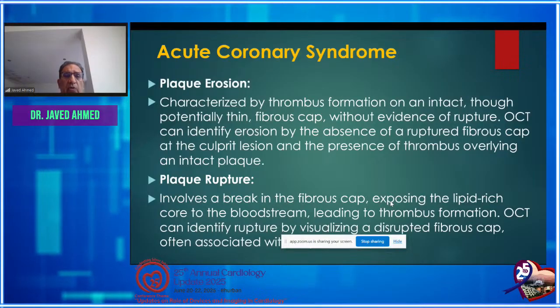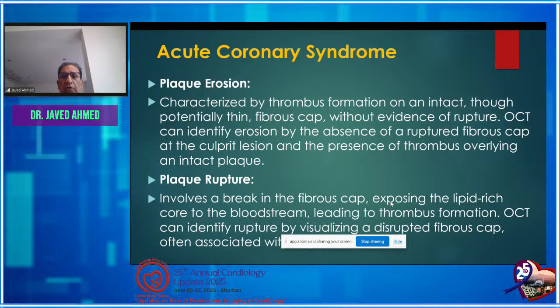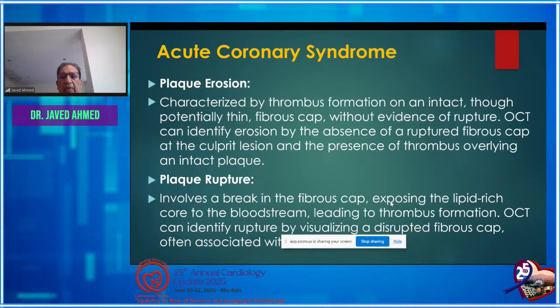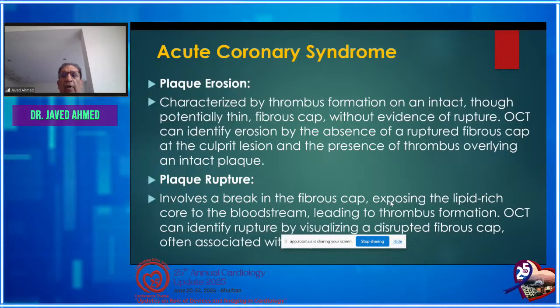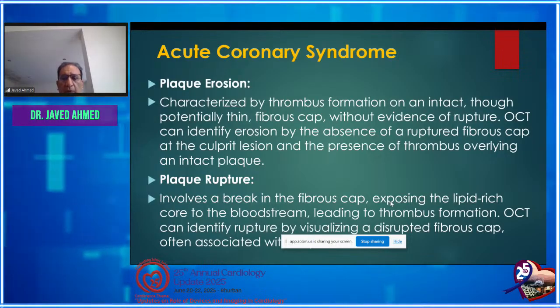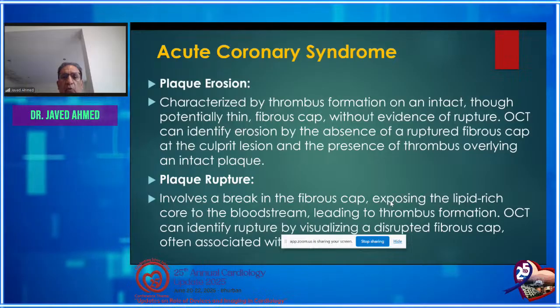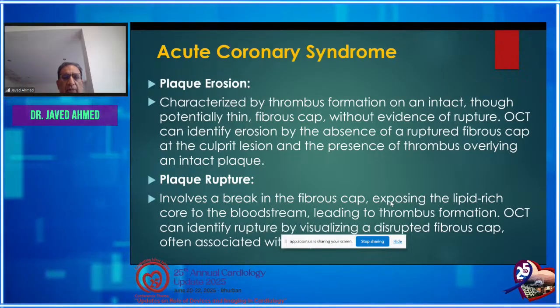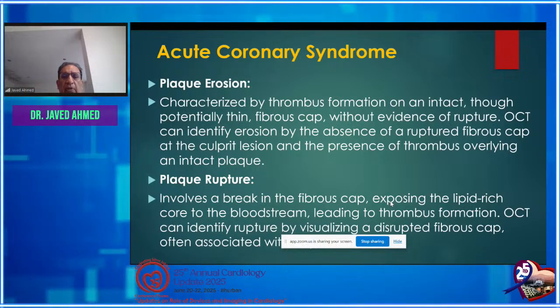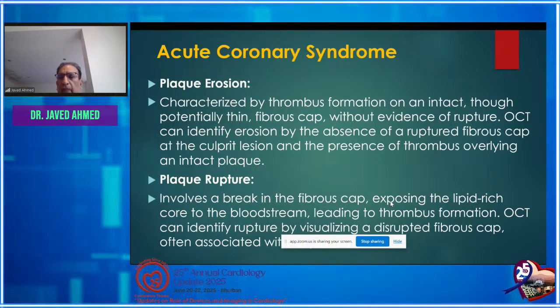The plaque erosion is usually characterized by thrombus formation on an intact, though potentially thin fibrous cap without evidence of a rupture. In plaque erosion, the intima is usually intact. OCT can identify erosion by absence of ruptured fibrous cap at the culprit lesion and the presence of thrombus overlying an intact plaque.